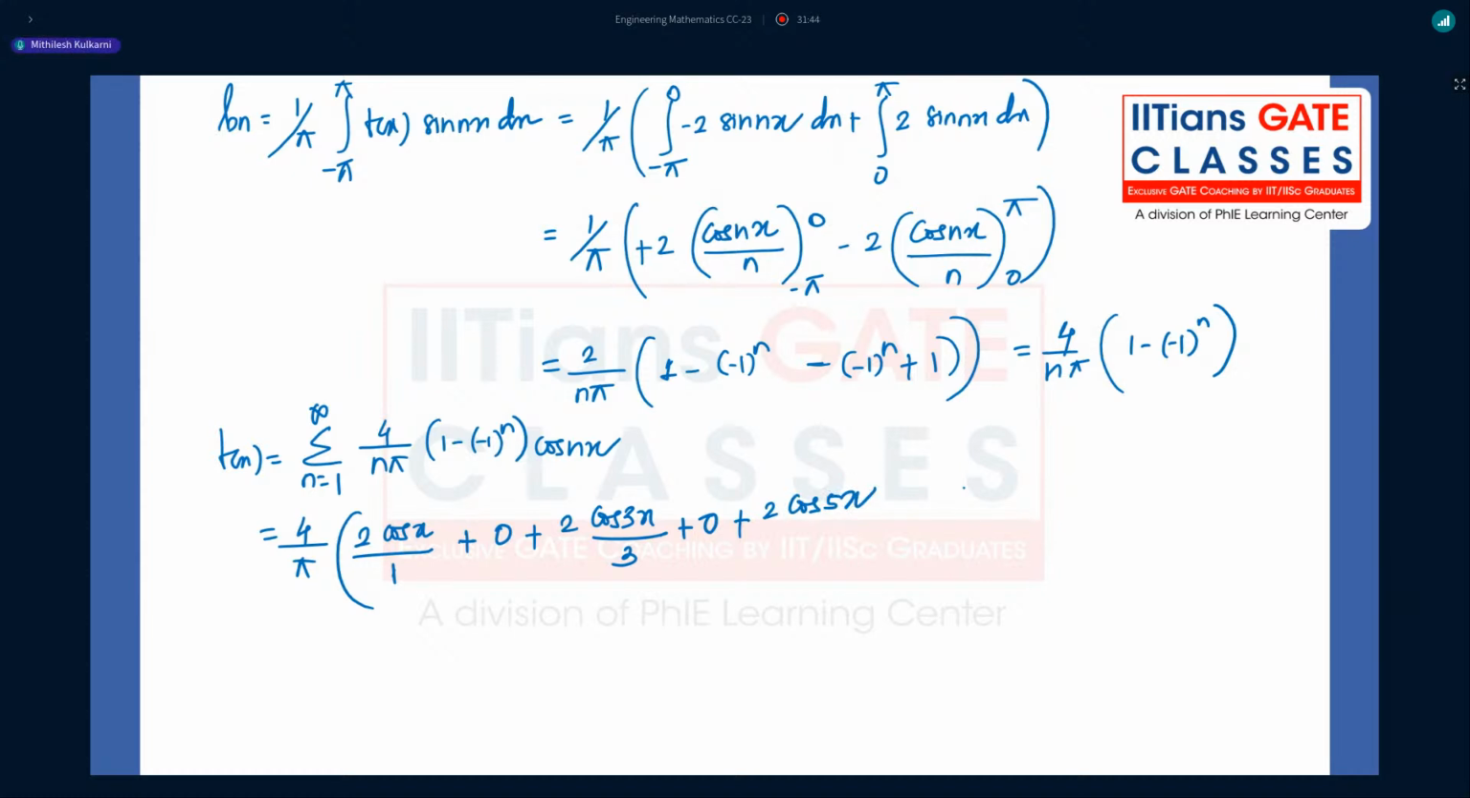2 times cos of phi x divided by phi u. And here we'll get alternate 0 and non-zero terms. Now, let's put the values of theta here. So this is how, or plus so on, you can say. This is our f of x.